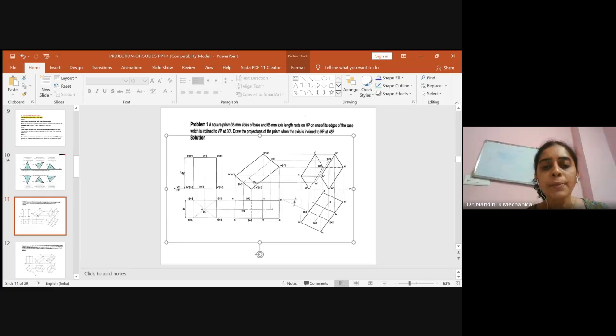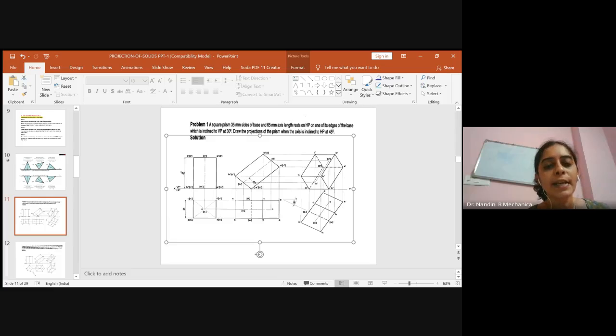So all the parameters associated to the bottom surface, we name it as A1, B1, C1 and D1. And for the top, we name it as A, B, C and D. Similarly, the center also, it will be O1 and it will be O. But since it is front view, we will add this as O1 dash and O dash. So this is the stage 1. In stage 1, we assume the given axis is perpendicular to HP.